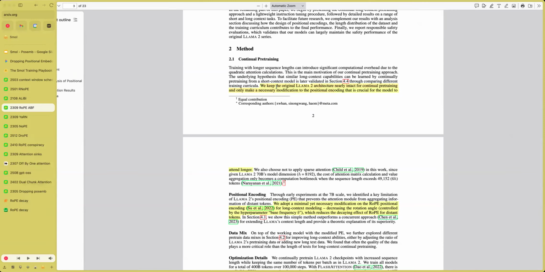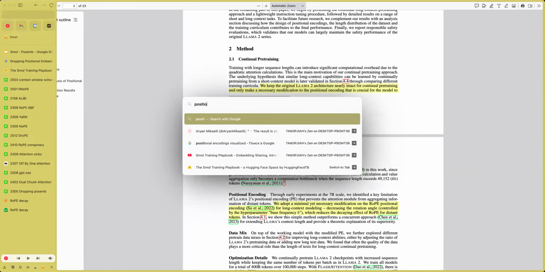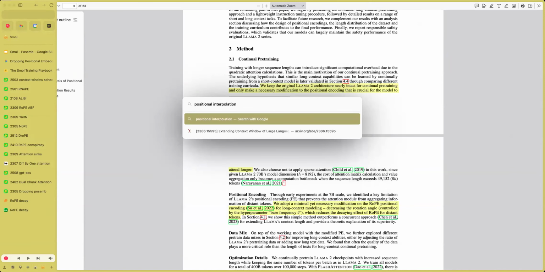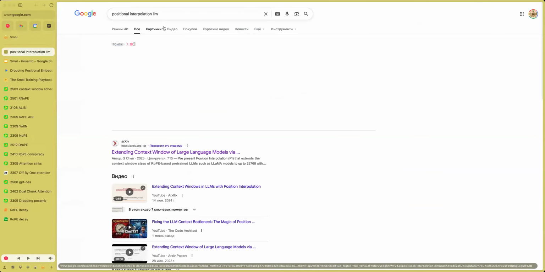So we can trick it. Let me show you a picture. I think there was a nice picture of general positional interpolation.